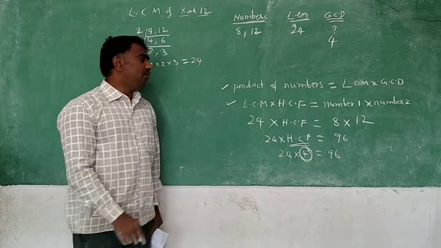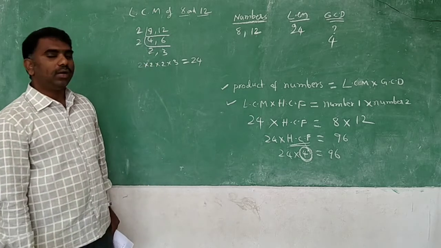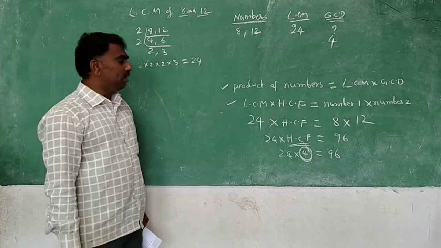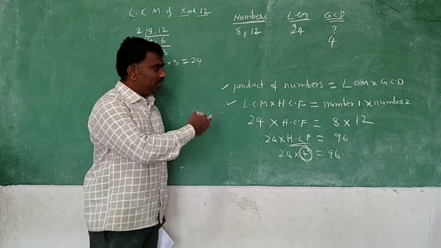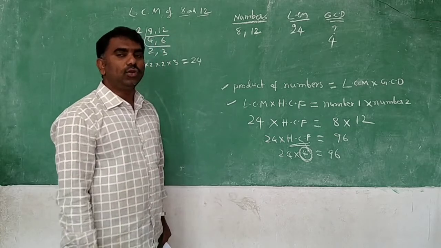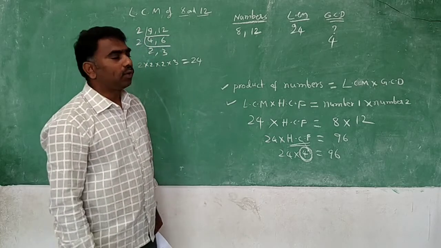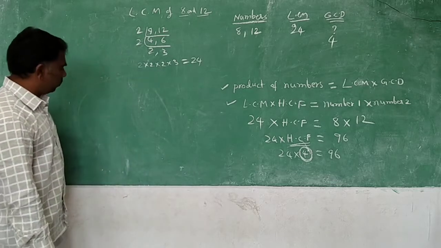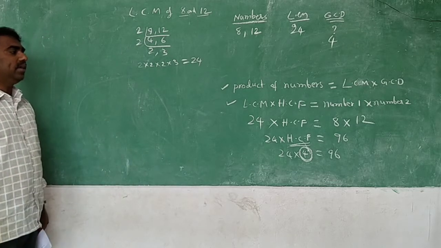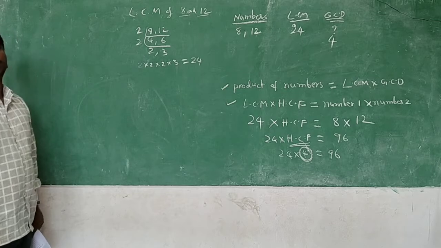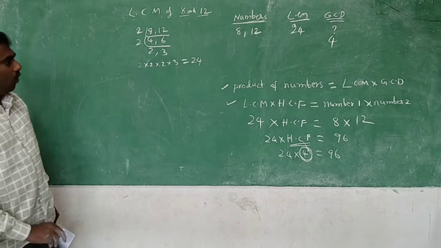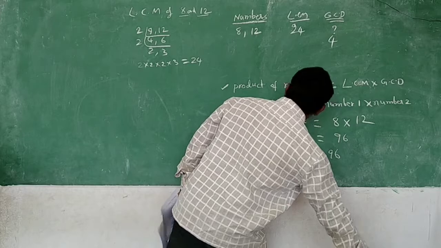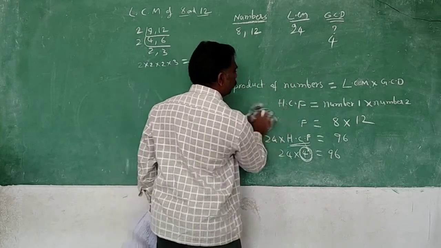So this is the way of finding the HCF or GCD by using the LCM. Do you understand this method? Write this example in your notebook. Pause the video and write the example in your notebook. Yes, you have written. Now I am going to give some other examples to you.